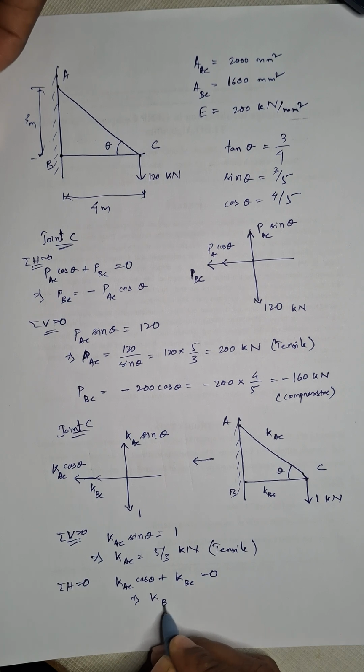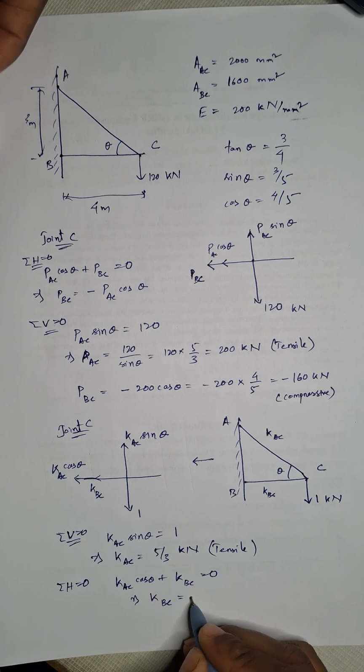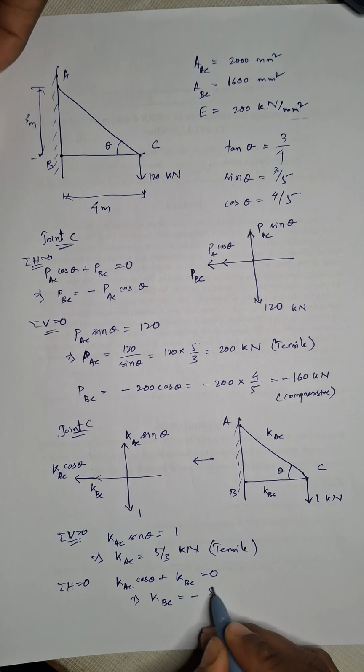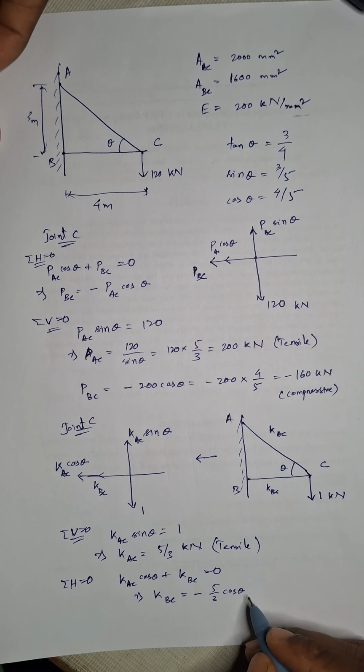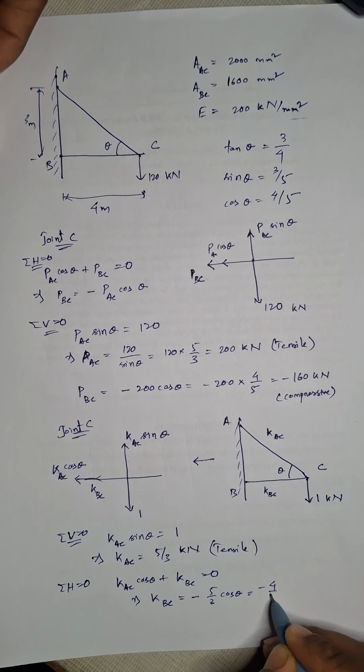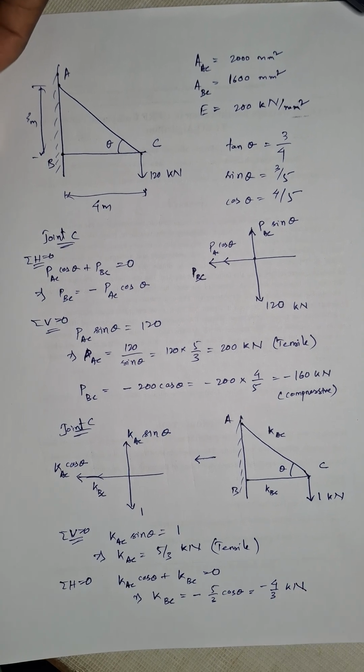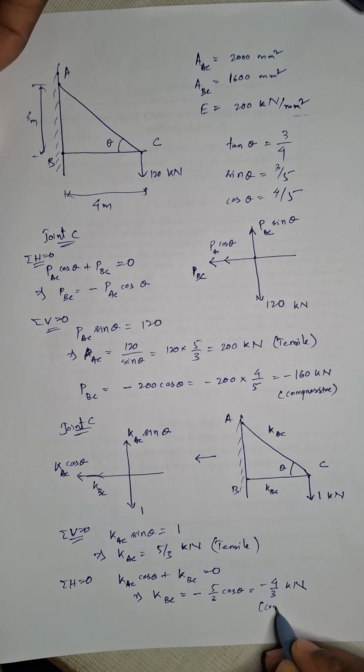So from this we get KBC is equal to minus KAC is 5 by 3 cos theta. So what is the cos theta value? 4 by 5. So it is coming 4 by 3 negative. So minus 4 by 3 kilonewton. This is compressive in nature.